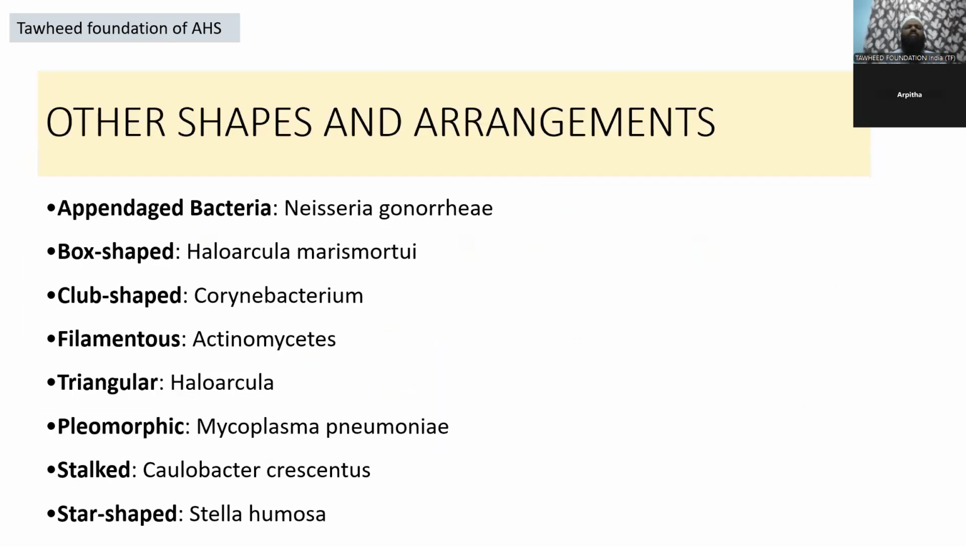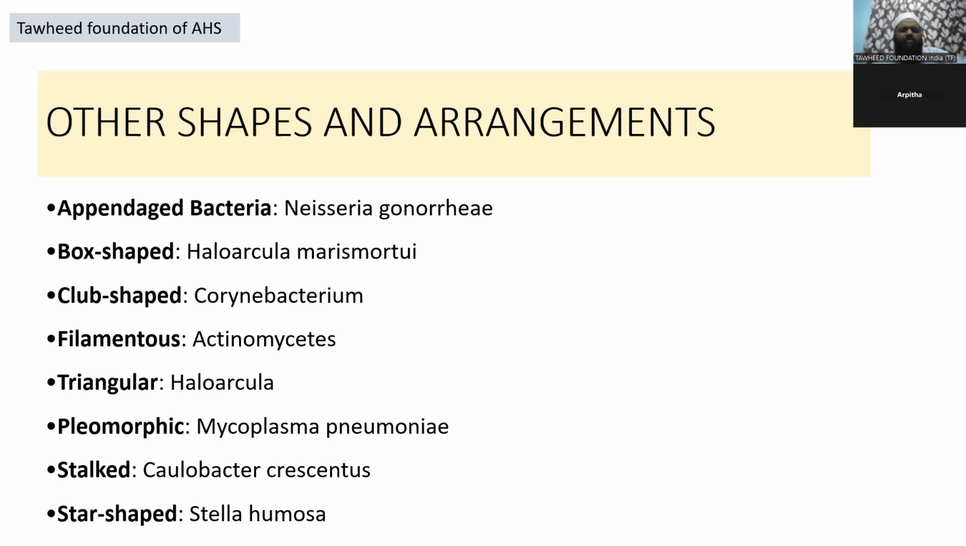Apart from cocci, bacilli and spirals, there are other shapes and arrangements which cannot be characterized in any of these classifications. Those are appendaged bacteria, the bacteria that produce a unique structure like pilus or fimbriae. In future classes, when we come to the structure of the bacterial cell, I'll go into the pilus and fimbriae. These bacteria are more virulent than other bacteria that do not form these appendages, like Neisseria gonorrhoeae, which causes gonorrhea infection.